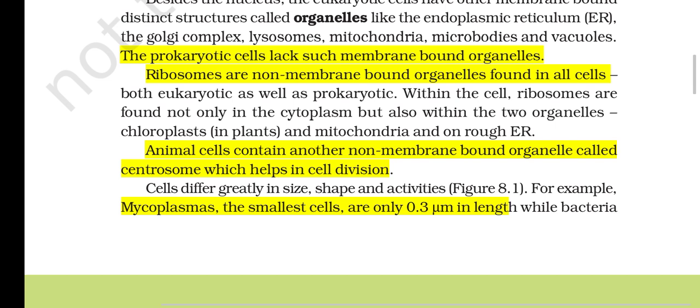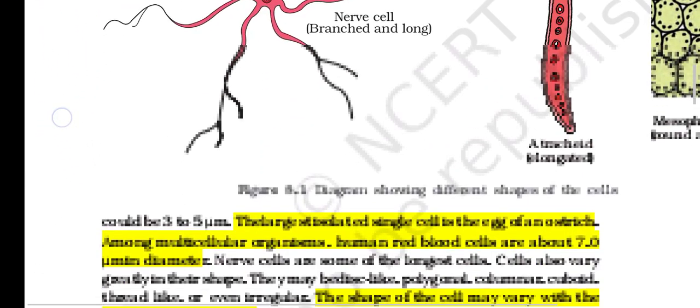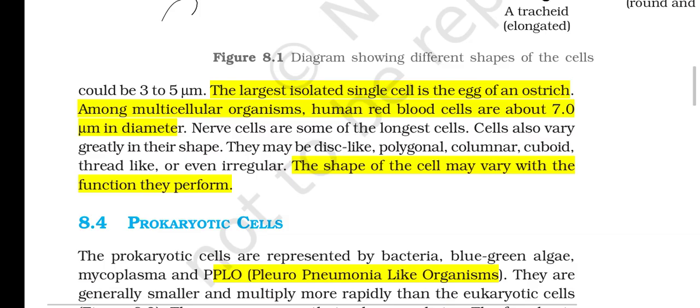Cells differ greatly in size, shape and activities. For example, mycoplasma, the smallest cells, are only 0.3 micrometer in length, while bacteria could be 3 to 5 micrometer. The largest isolated single cell is the egg of an ostrich. Among multicellular organisms, human red blood cells are about 7 micrometer in diameter. Nerve cells are some of the longest cells. Cells also vary greatly in their shape. They may be disc-like, polygonal, columnar, cuboid, thread-like, or even irregular. The shape of the cell may vary with the function they perform.